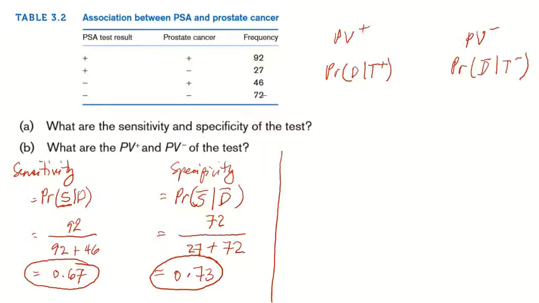So let's start with PV plus. So this is simply equal to how many of those had positive tests. So let's look here. We have this group and then this group. So that's 92 plus 27. Now, how many of them have the disease? It's this group, right? So that's 92 as a numerator. So therefore, our PV plus is 0.77.